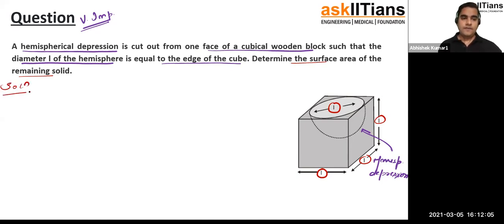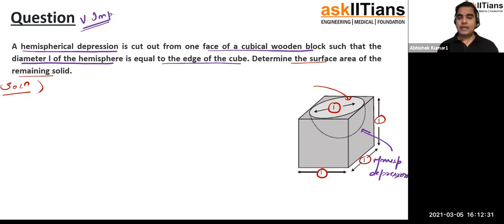First thing, we have to calculate the surface area of the solid that will be left after removing this hemispherical depression whose diameter is equal to L, right? So after you remove this hemispherical depression, it is very clear that you cannot touch this circular part or this circular base that will be formed because of hemisphere. You cannot touch it.